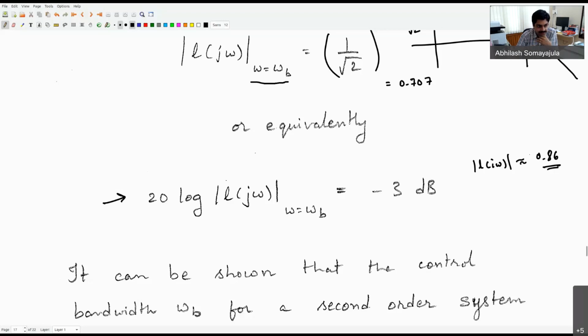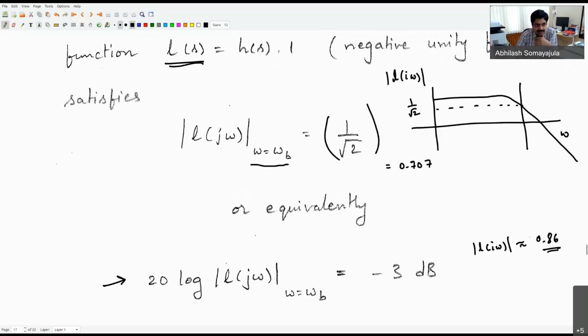For our purposes, we will mostly stick to this definition of 1 by square root 2. That makes much more sense for us. Okay, which means that the power is actually becoming half. That's what it means. An input signal's power becomes 1/2 by the time it passes through.